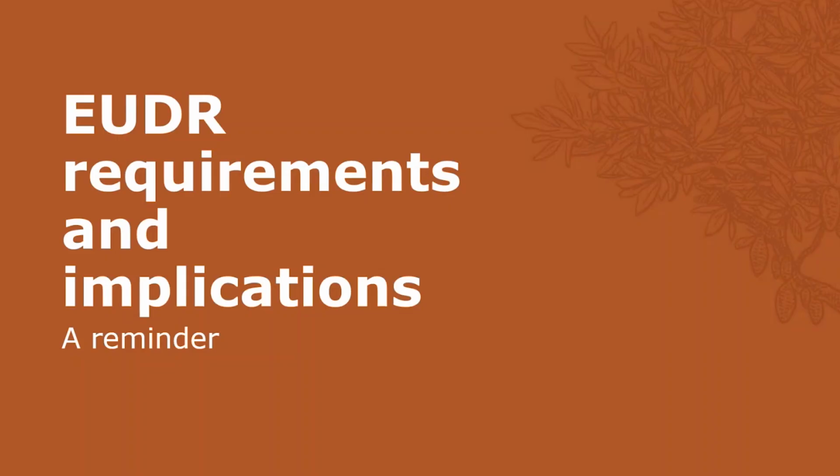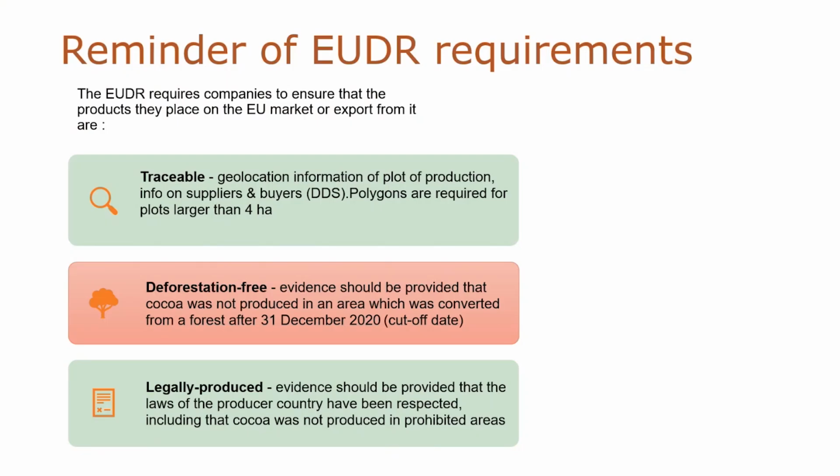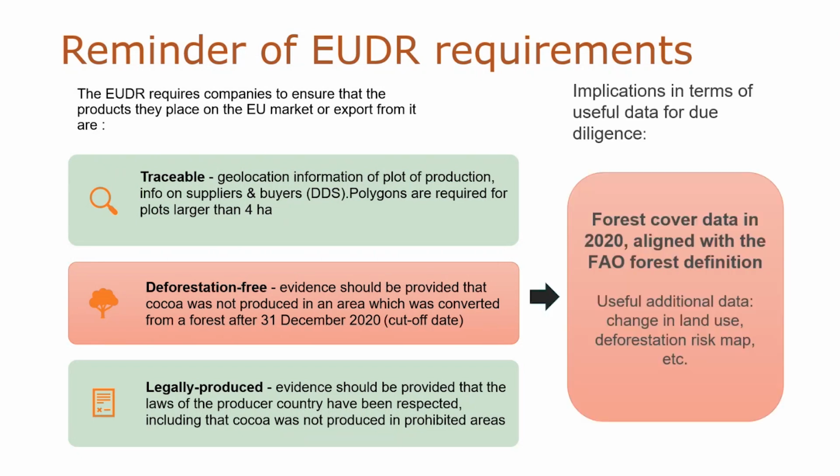So to start with, just a quick reminder on the EUDR requirements and the implications. I'm not going to go into the details there. You know that the EUDR requires three main types of requirements around traceability, around the legality of the products, but also around the zero deforestation characteristics of the product. And that's where we are going to focus today.